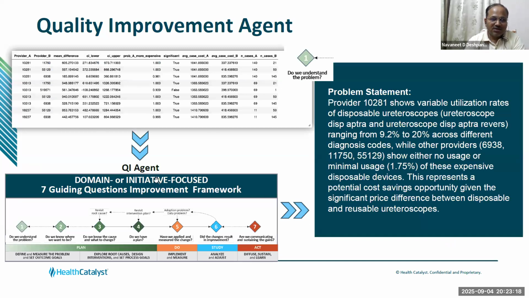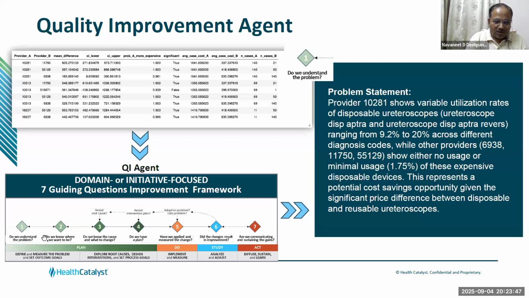So domain or initiative focused. First of all, one has to be clear about whether we are doing it for the domain, whether we are doing the work for our boss, whether we are doing the work for the patient, whether we are doing the work for the hospital, or we are doing the work just for the sake of AI or for healthcare. Those are the things the quality improvement agent has to be able to think about comprehensively.